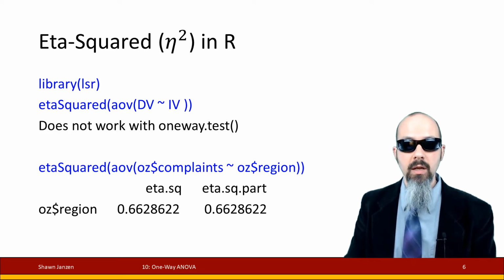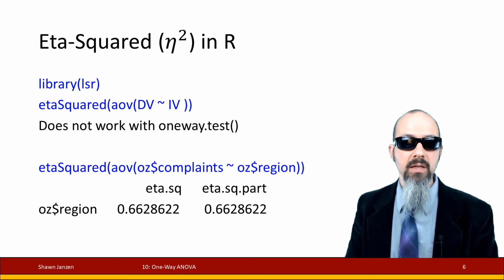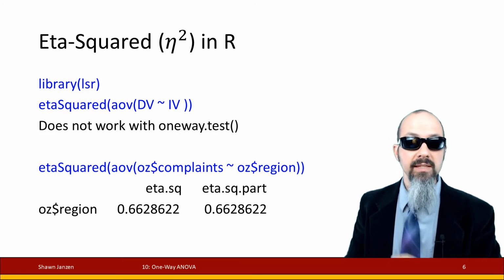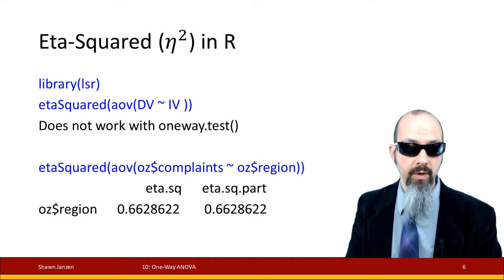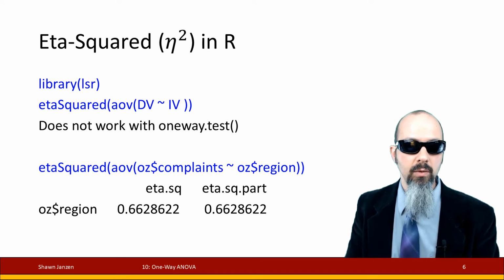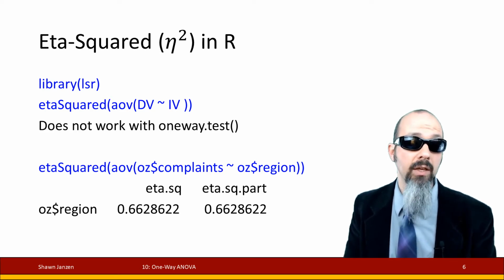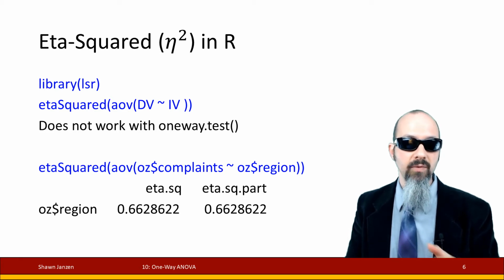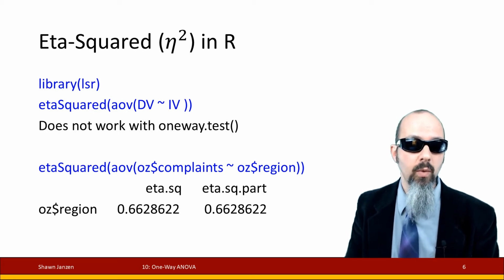Inside etaSquared, we put in our aov(DV ~ IV). This is the function for the ANOVA, okay? Note this doesn't work with the one-way test, so if you have to go ahead and do it with the one-way test, you're probably going to have to do the by-hand variation if you want to get the more accurate result. But in this case, if we can go ahead with using the classic one-way ANOVA, we can go ahead and plug it into etaSquared.